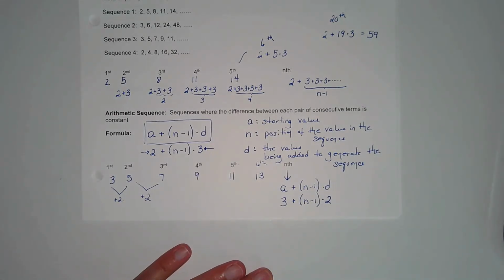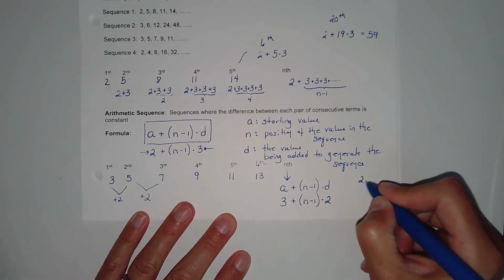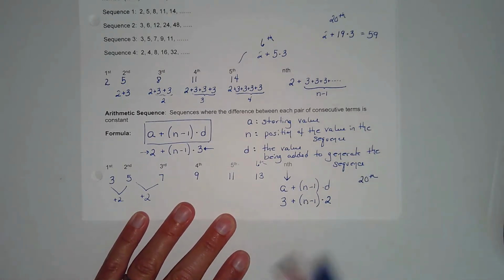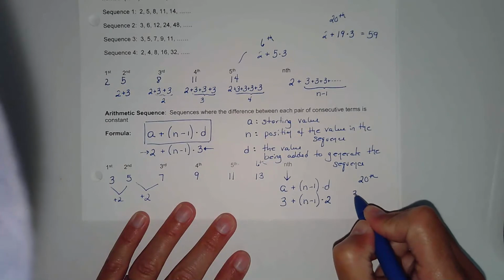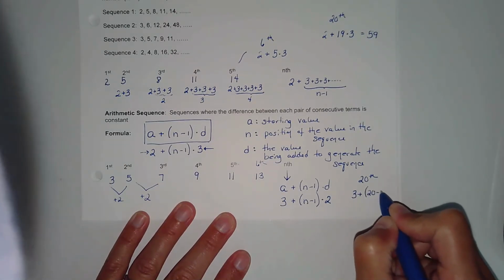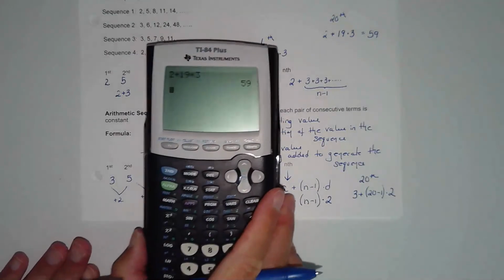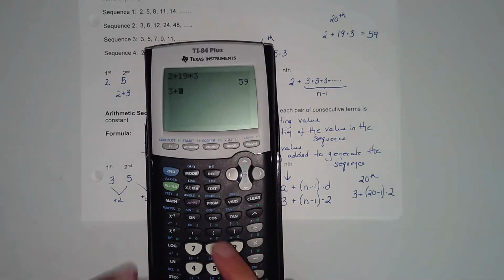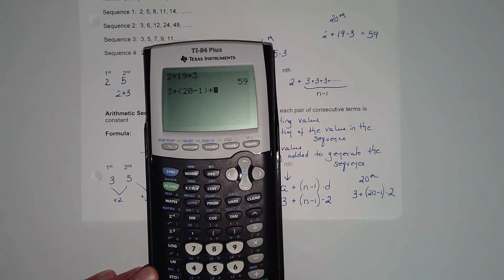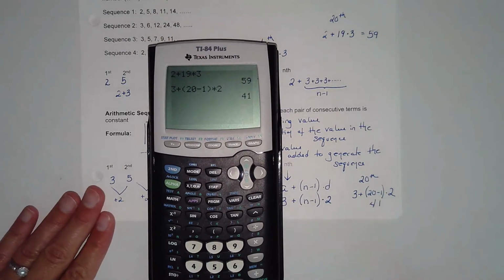So let's go ahead and figure out the 20th term, and then we'll figure out the 100th term. So if we had to keep adding 2 each time, it would be 3 plus 20 minus 1. So we need to add 19 of these 2's, right? You can put it in your calculator like that if you don't want to do the 19. So 41 would be the 20th term.